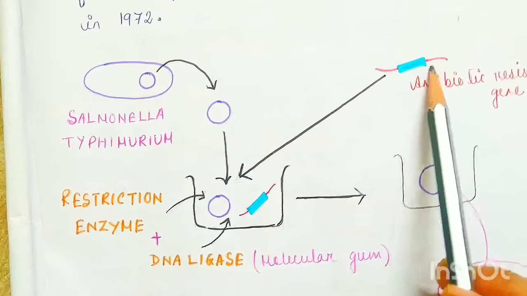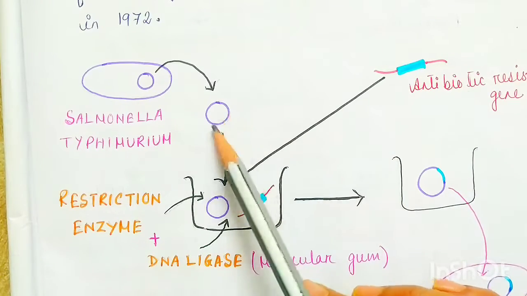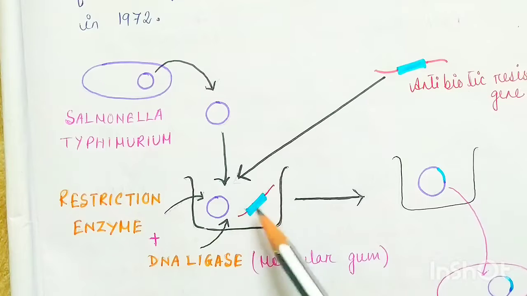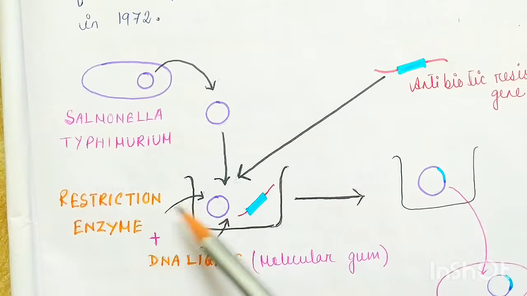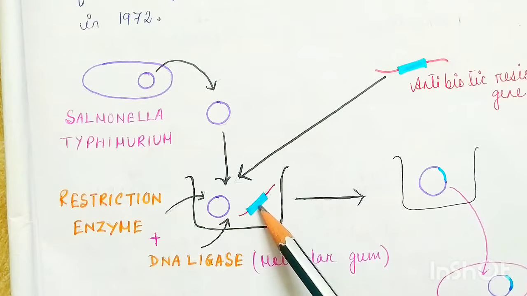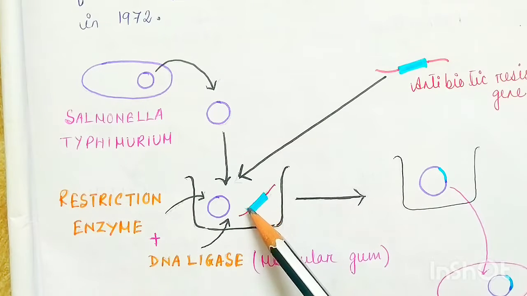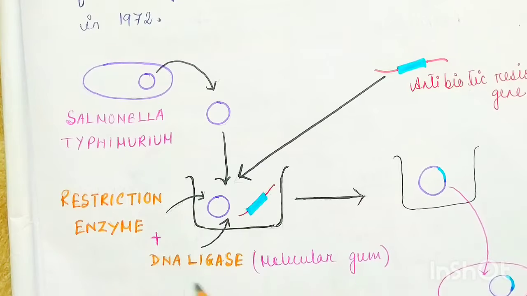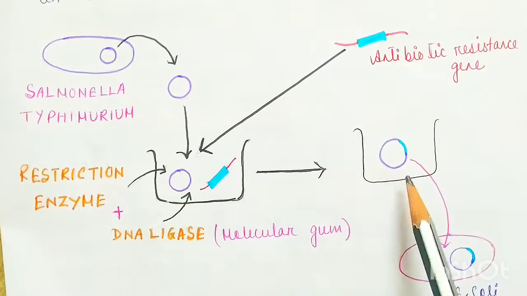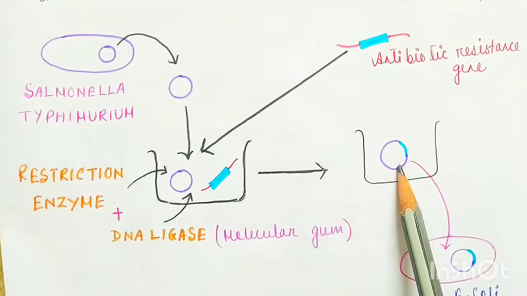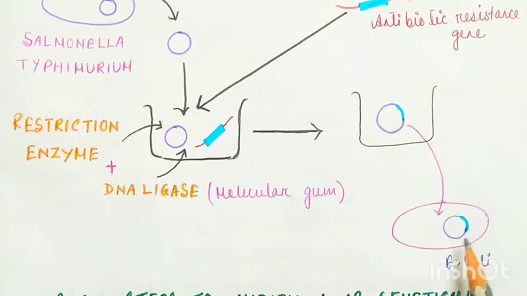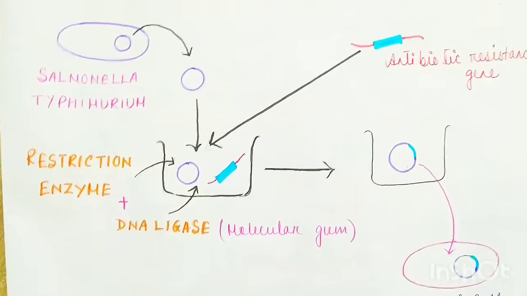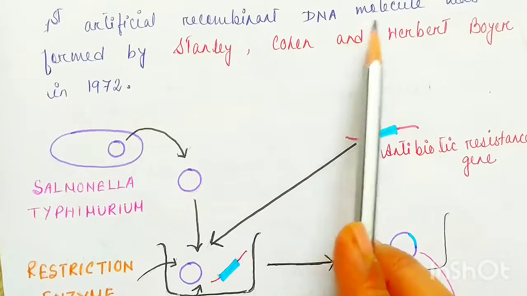Then this antibiotic resistant gene was mixed with the Salmonella typhi plasmid, kept in a beaker, and then by the restriction enzyme, first this plasmid and this antibiotic resistant gene are cut into pieces, and then with the help of DNA ligase, meaning molecular glue, these two are joined, and as a result a new recombinant gene is produced, which is hosted into the cell of E. coli, and then antibiotic resistant E. coli cells are developed. So like this the first artificial recombinant DNA molecule was formed.